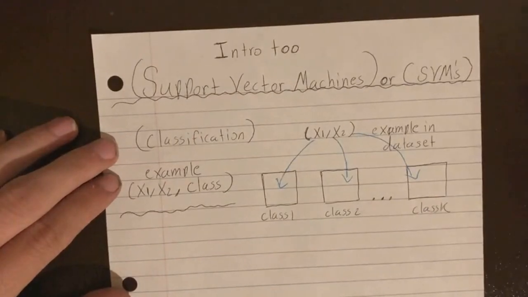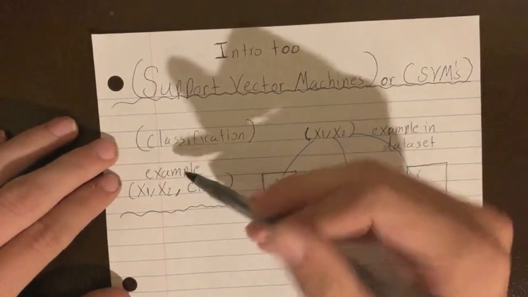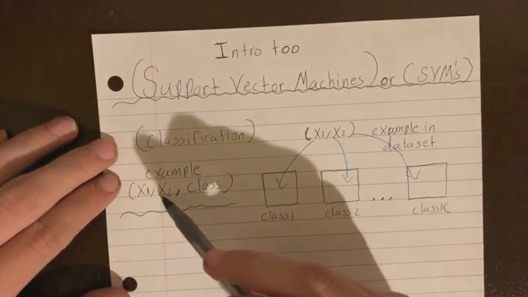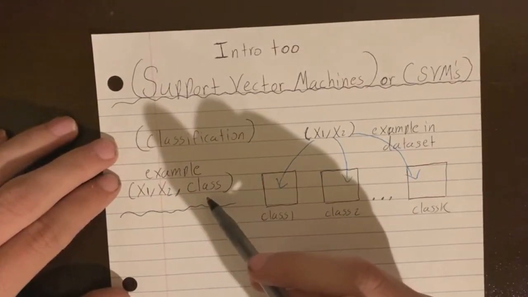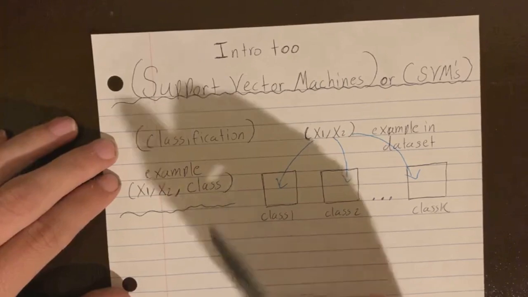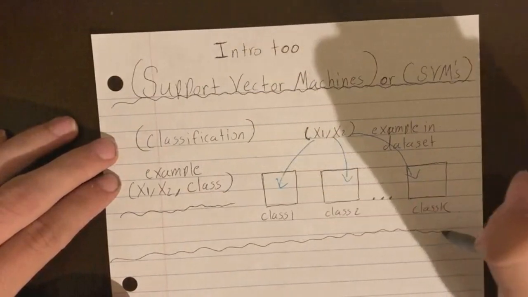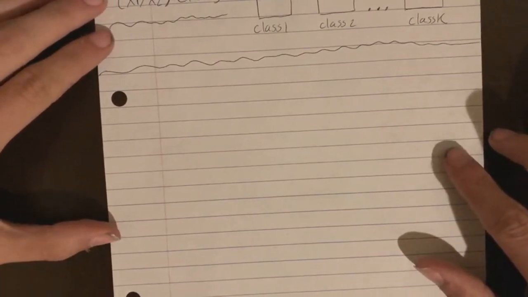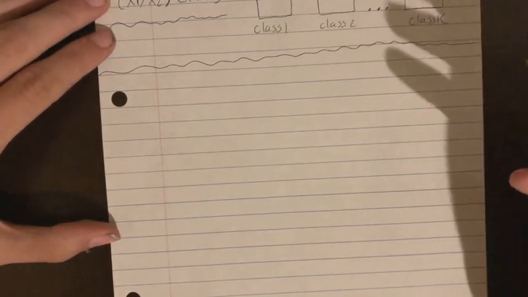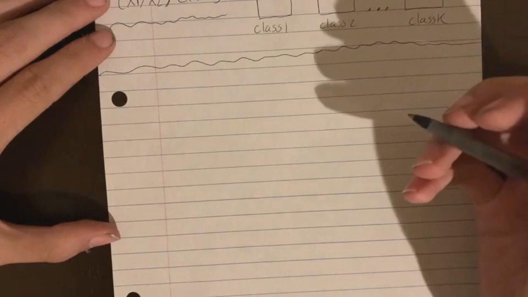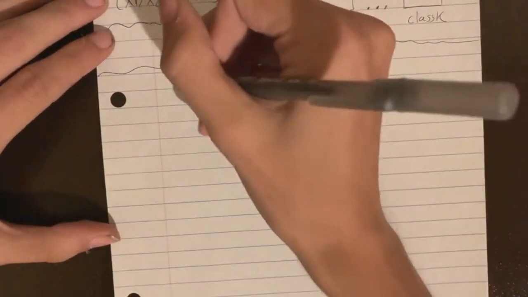And also every example in a data set is going to have its features, and it's going to have the class that it belongs to in the data set. All right, so now I'm going to give a concrete example of what I mean by classification. So let's say we have a data set.